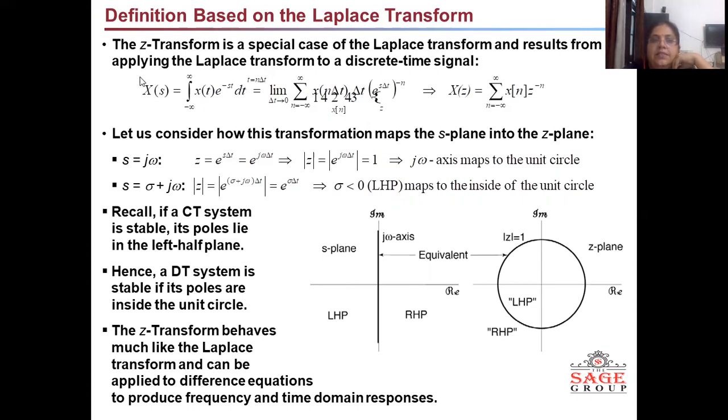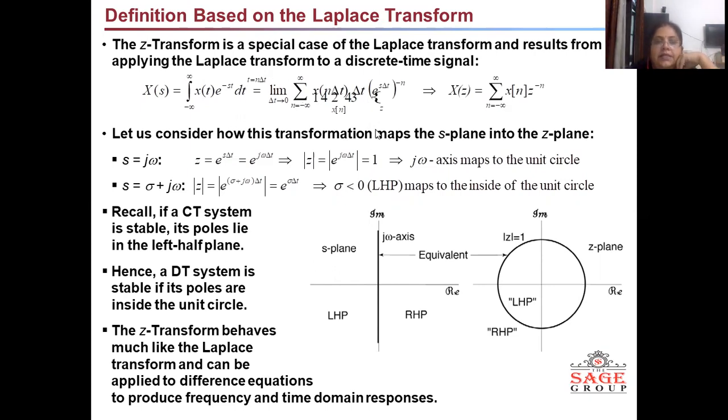This is the Laplace transform, where S represents the S domain, whose real part is sigma and imaginary part is j omega. Here we are integrating the continuous time signal. Now here we are taking the limit delta t tends to 0, and this continuous sign, that is the integral sign, is now changed into the summation sign, as the Z transform is used for the discrete time signal.